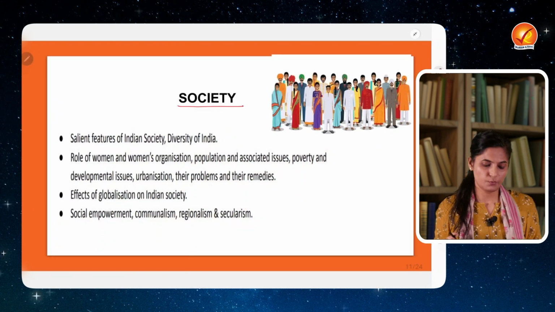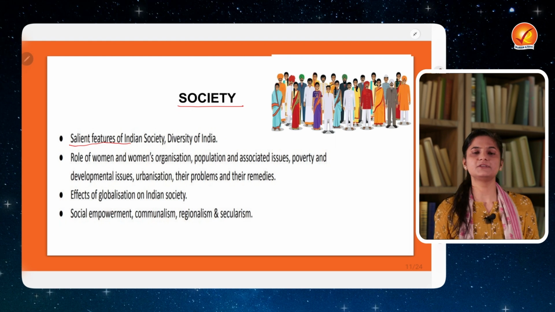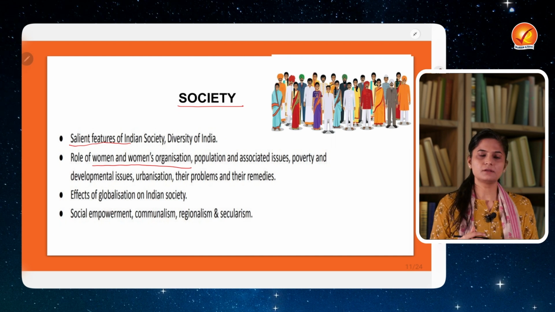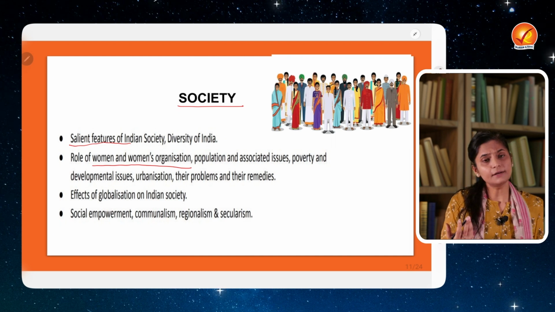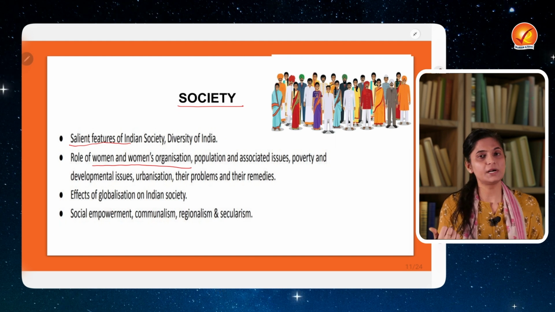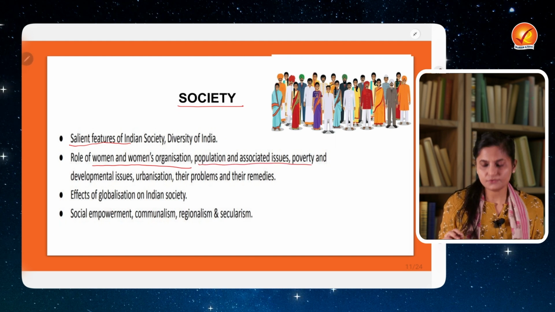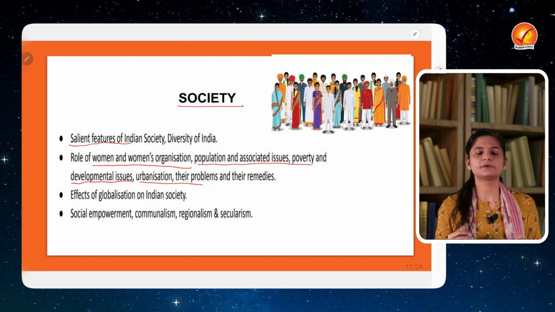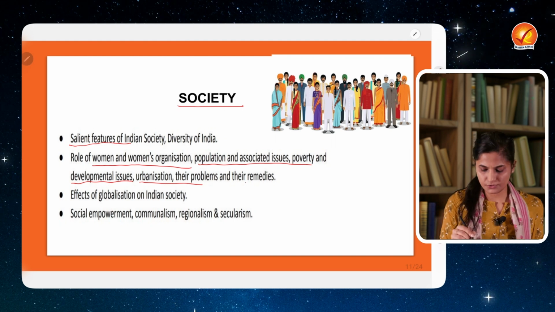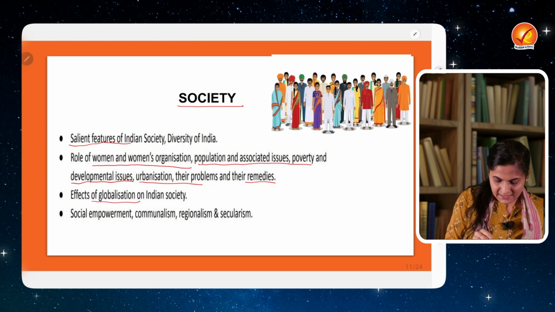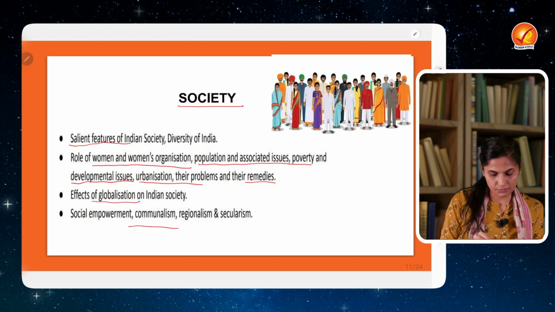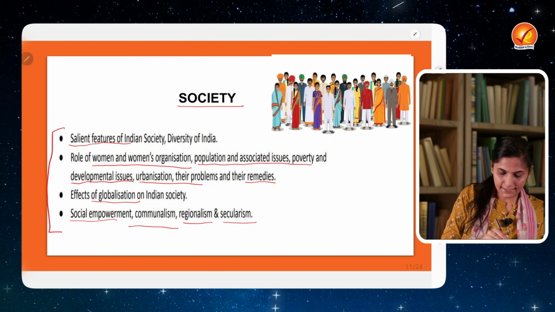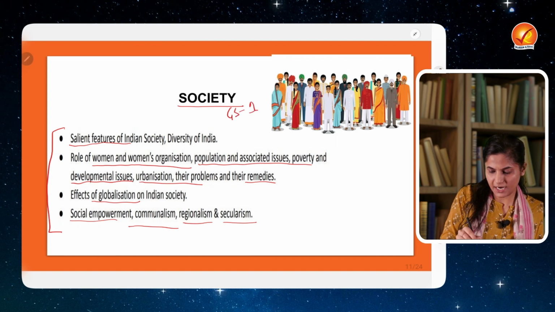Then you have society, where you have to know about the salient features of Indian society, its diversity, various organizations, women's organizations, again various vulnerable sections as well, be it old age, be it children, population and associated issues, poverty, human development, their issues, urbanization, their problems and their suggestions and solutions, also known as remedies. Then you have globalization and concepts such as social empowerment, communalism, regionalism and secularism. These are again your GS1 syllabus part society.